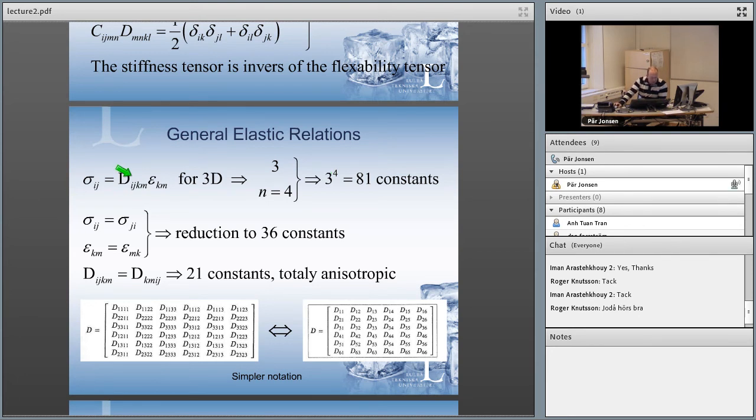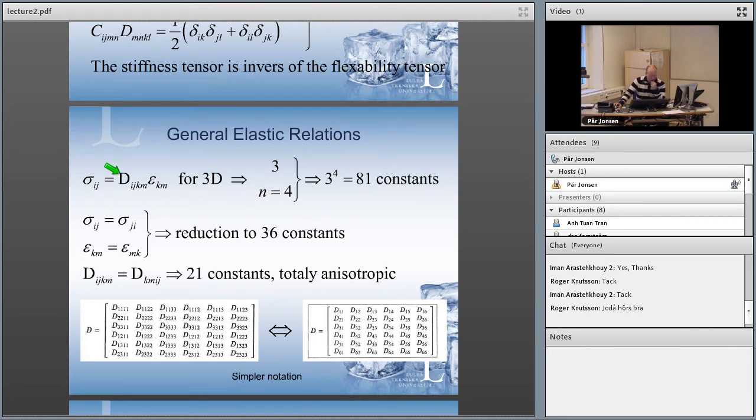But as we talked about the last time also, you have something called symmetry. And you see here on the stress tensor, it's symmetric. And it's also the same case for the elastic tensor. By doing this, you can reduce the number of constants to 36. It's still not good, but it's much better to get rid of a lot of constants.